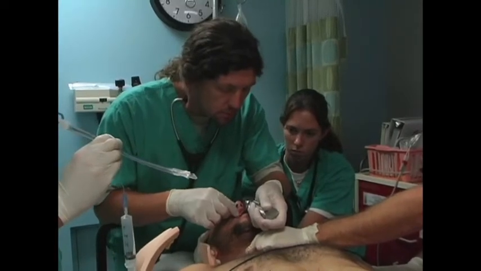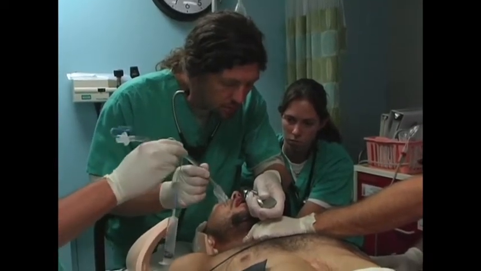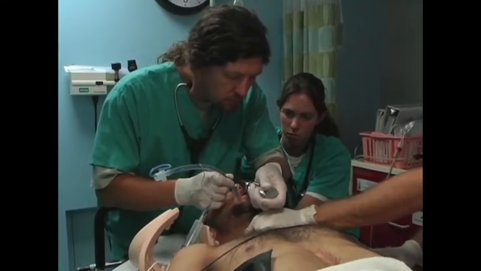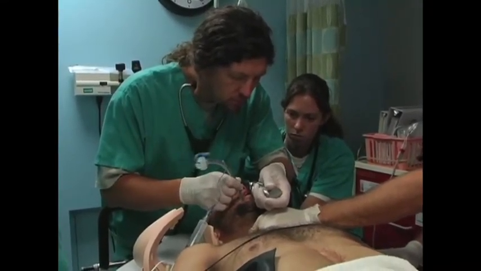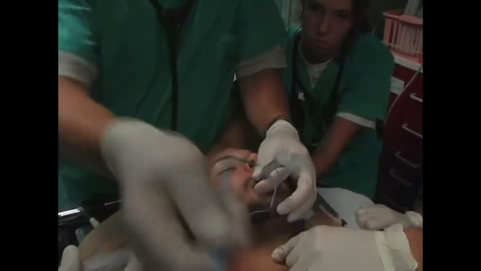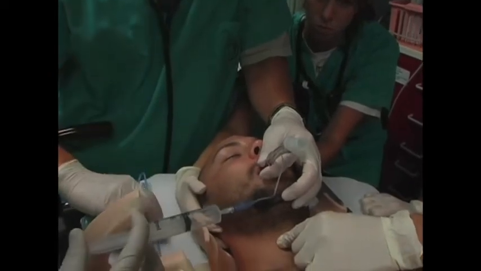Once the vocal cords are visualized, an assistant should be asked to place the tube in the operator's hand, and it should be introduced into the patient's mouth. Pass the tube between the cords, avoiding force. The stylet should then be removed, and the balloon cuff inflated.